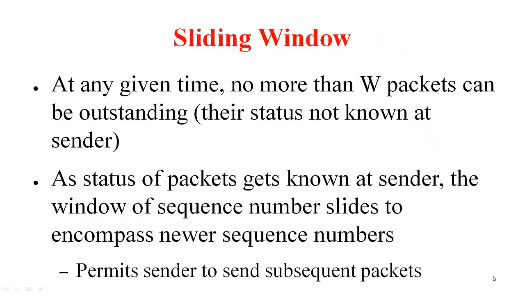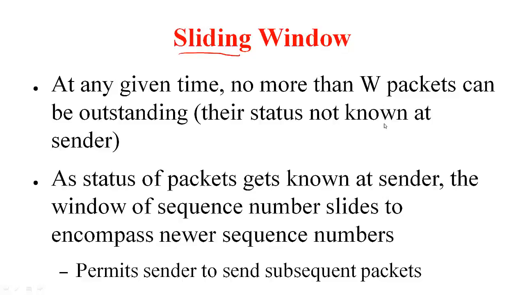So we have seen the window aspect of sliding window protocols. What is the sliding? At any given time, we are saying that there will be no more than W packets out in the network, that is, they are outstanding, the sender doesn't know their status. By the way, out of these W packets, some packets would have reached the receiver already.